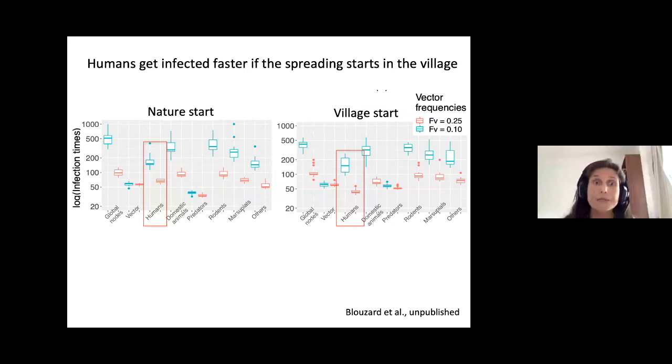What is interesting to see is that there's not much difference in the parasite spreading time when we compare if the infection started in nature or started in the village. And the different colors are the different vector frequencies in the environment. But as you can see here, marked with the red squares, humans get infected much faster if the spreading starts in the village.